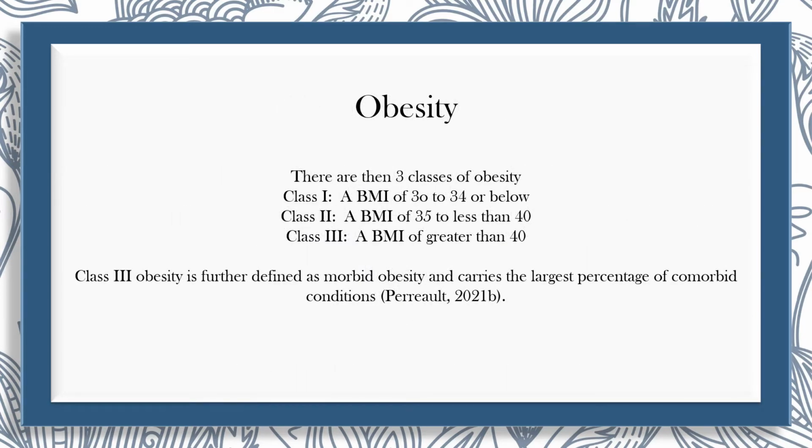Within the obese category, there are then 3 classes of obesity. Class 1 is a BMI of 30 to 34 or below. Class 2 is a BMI of 35 to less than 40. And Class 3 is a BMI of greater than 40. Class 3 obesity is further defined as morbid obesity and carries the largest percentage of comorbid conditions.